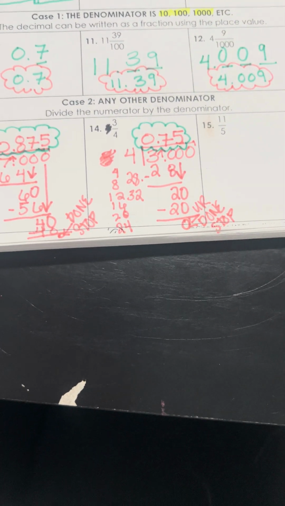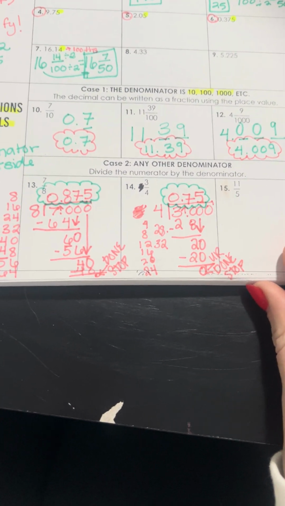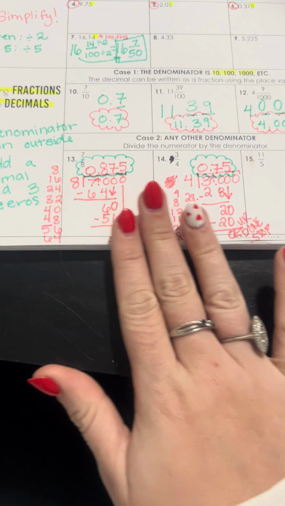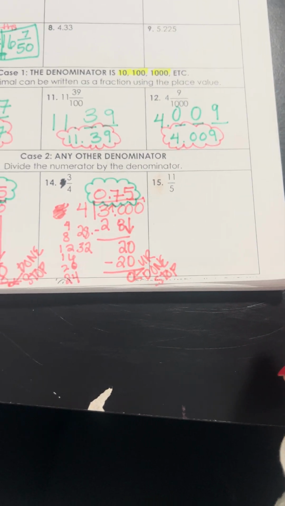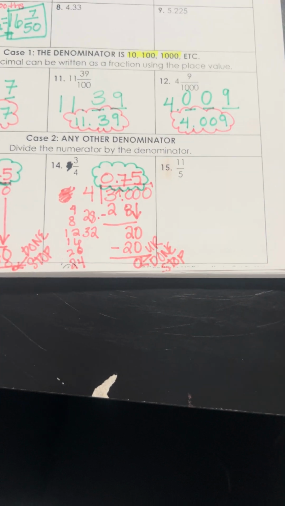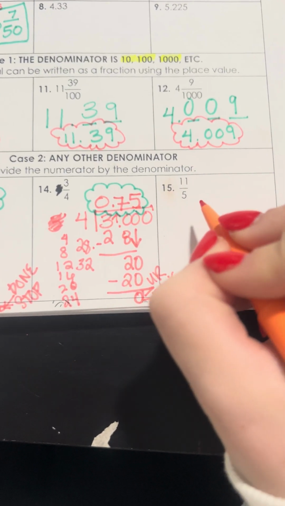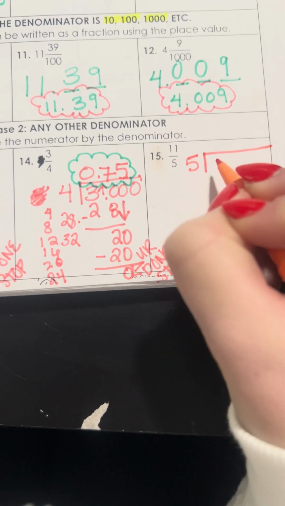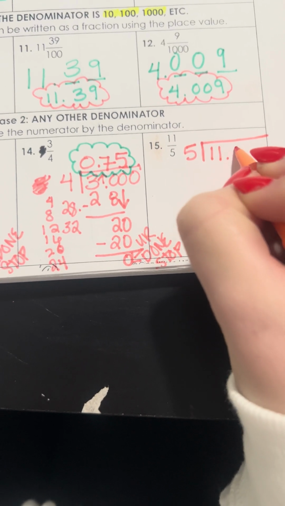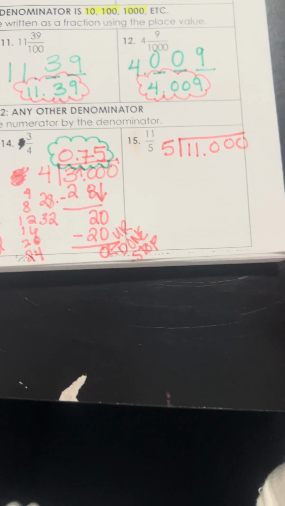All right, I'm going to do one more with you. I know it's getting to be kind of a long video, but I just want you guys to get the hang of this. You can rewatch it as many times as you need. All right, number 15. Denominator on the outside. So 5 on the outside, 11 on the inside with a decimal and 3 zeros.